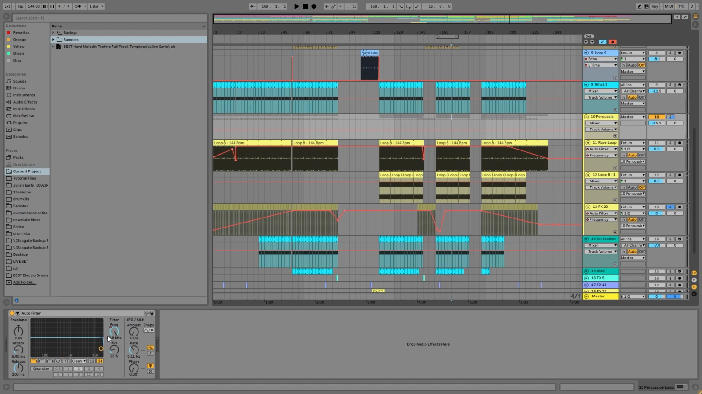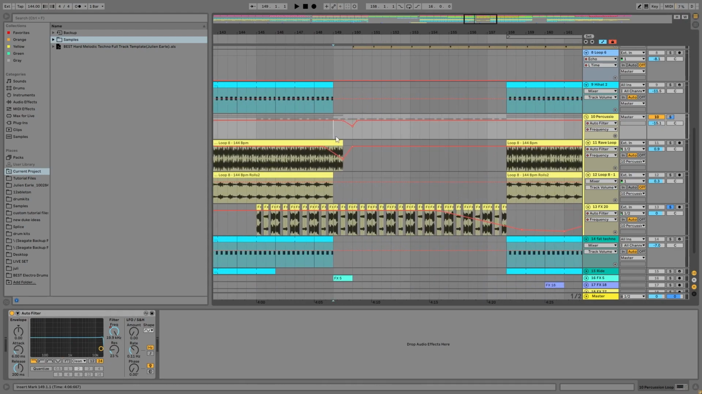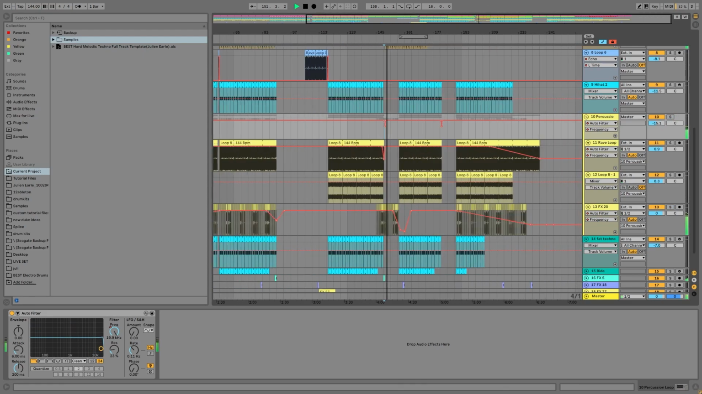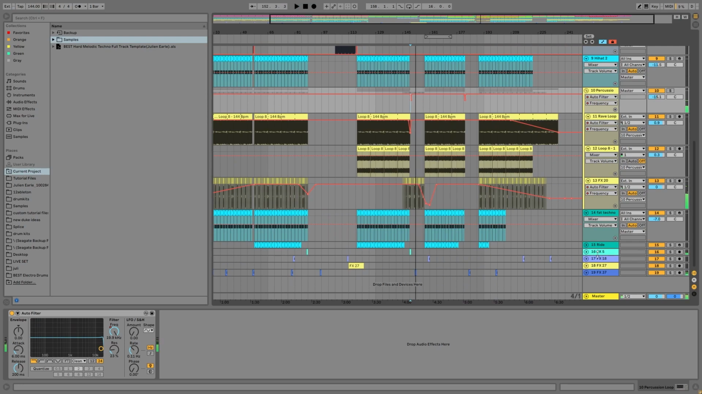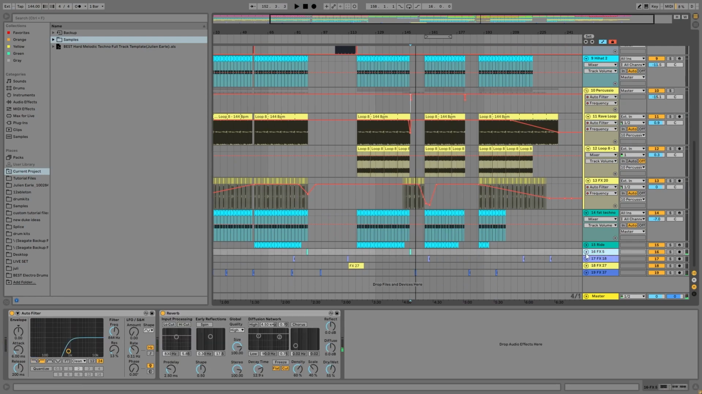We also have a low-pass filter on the group of percussion here, really just for some of these little endings here. Other than that, we just have some effects along the bottom.